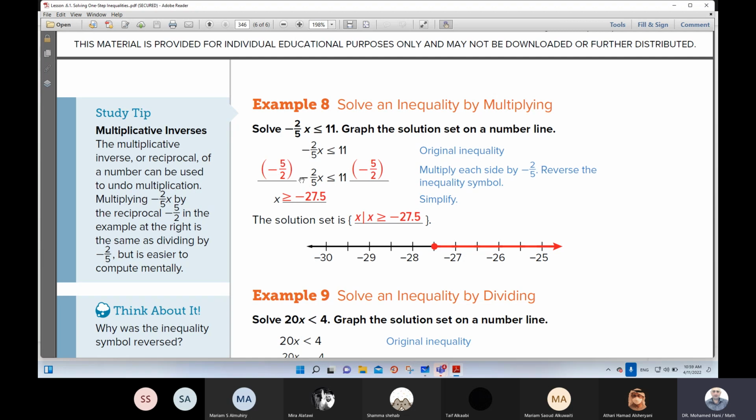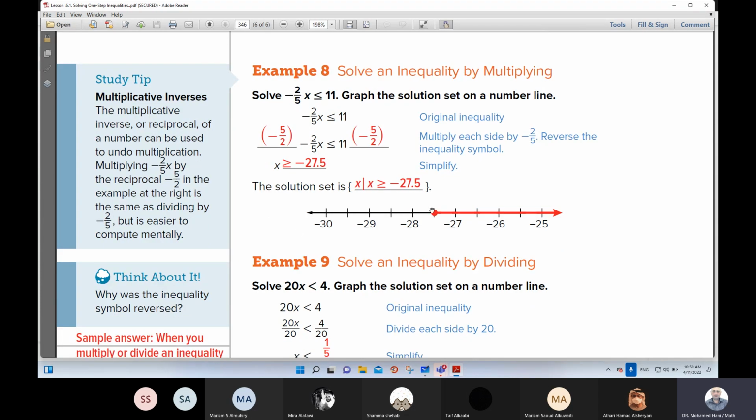Negative 5 over 2 times negative 2 over 5 will be 1. So 1x is less than or equal to 11 times negative 5 over 2, which will be negative 27.5. Then you can write the solution set: x such that x is greater than or equal to negative 27.5.